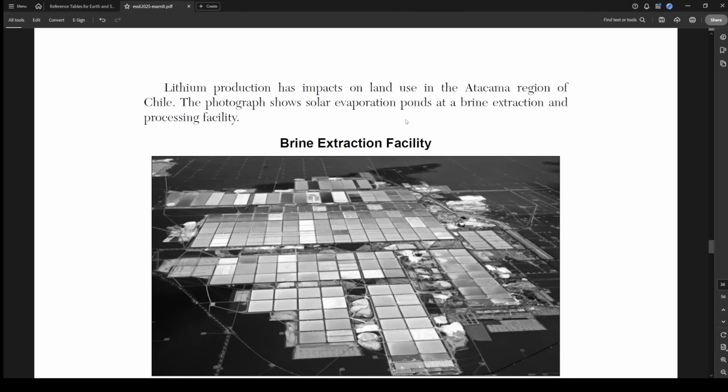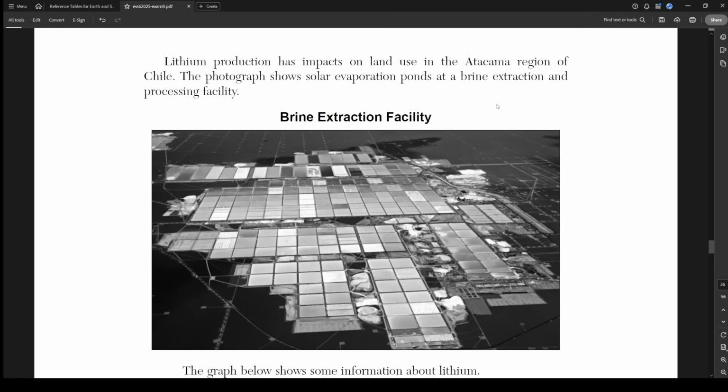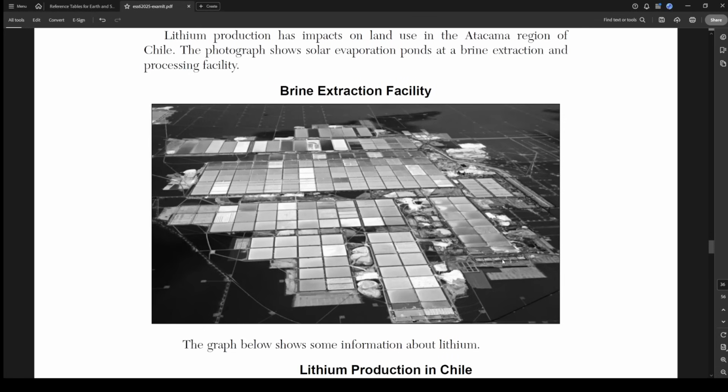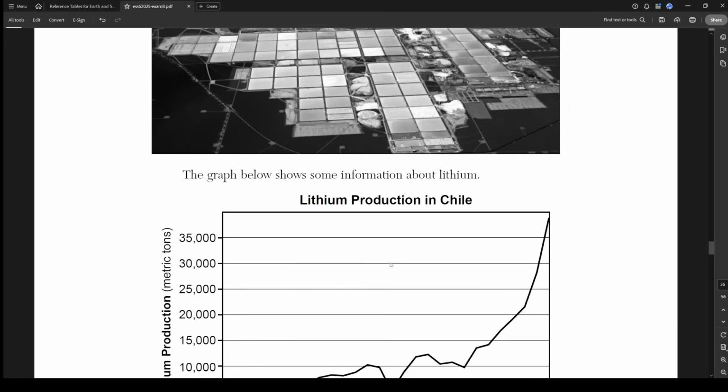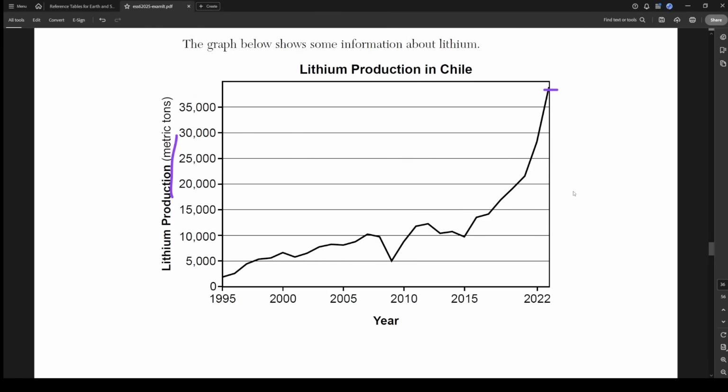All right, lithium production has impacts on land and use in the Atacama region of Chile. The photograph shows solar evaporation ponds at a brine extraction processing facility. Okay, so these are the brine extractions. They're doing the lithium. Shows some information. Over the years, we have produced way more lithium. Okay.